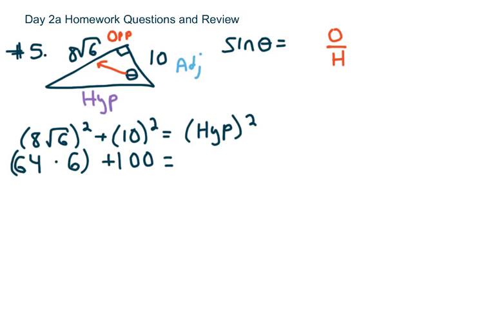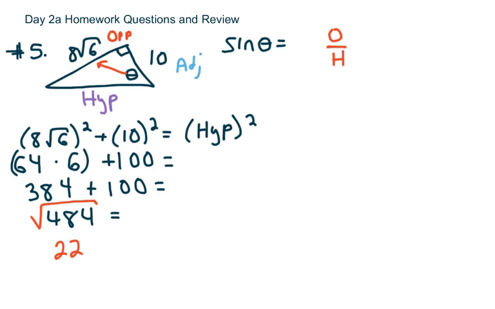Alright, so when I multiply 64 times 6, I get 384. Bring down the 100. So I get 484. Right, and then, because this is a squared answer, we need to take the square root, and we get an answer of 22. So now we can go ahead and fill out our trig function over here by writing down our opposite, which is 8 square root 6, and our hypotenuse of 22.